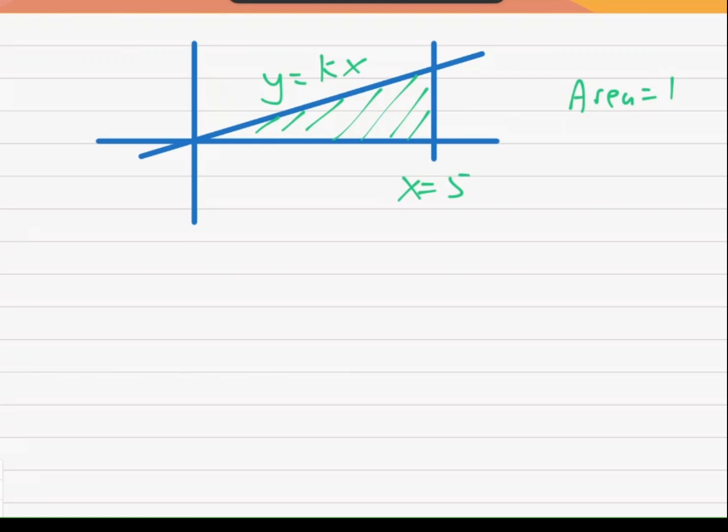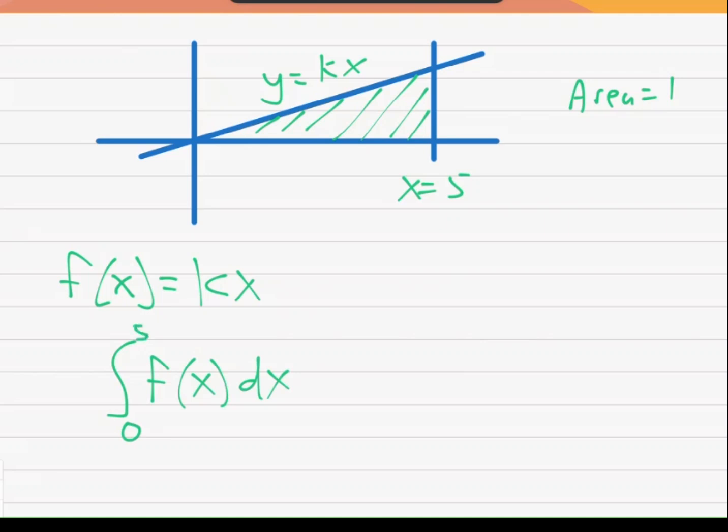Now you could probably do this without calculus, but the point was kind of to show calculus. So we know that f of x equals kx. And so what we'd like to do is take the area under the curve between 0 and 5. So we're going to do the integral of f of x dx using the limits 0 to 5. I don't have to integrate below 0 because it's identically 0 down there. There's no area under the curve below 0, and there's no area under the curve above 5. So the only place where I'll have area under the curve is between 0 and 5.